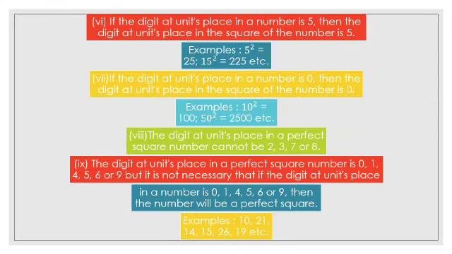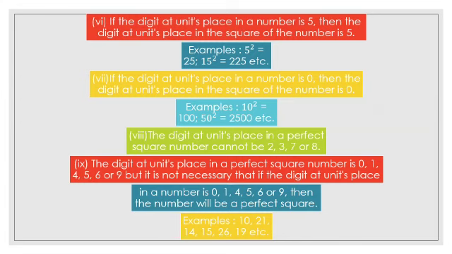If the digit at the units place in a number is 5, then the digit at the units place in the square of the number is 5. Example, 5 squared is 25, 15 squared is 225, etc. In both examples, we see that if the units place is 5, then the square we get has a units place of 5.